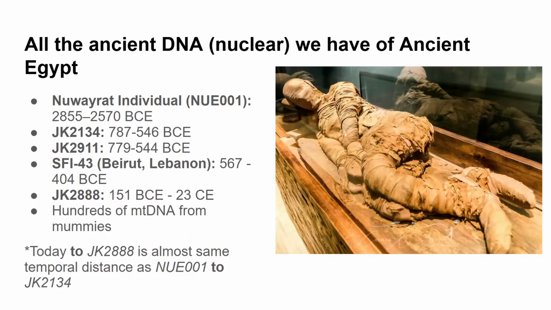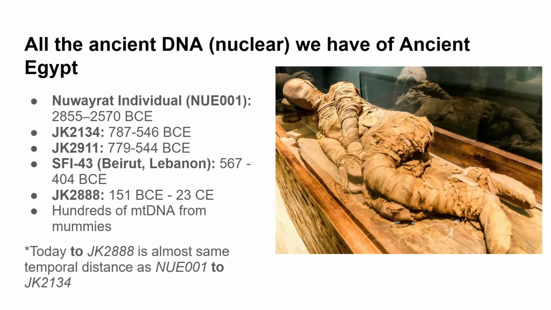That being said, we actually do have nuclear DNA from ancient Egypt, although we only have five. We have hundreds of mitochondrial, but only five nuclear DNA from mummies. And does anyone know where this picture is from? Anybody? Oh, you know, yeah, the Carlos Museum. Highly recommend it if you guys haven't checked it out. So we have five mummies, and I'm going to go through each of these and explain them all.